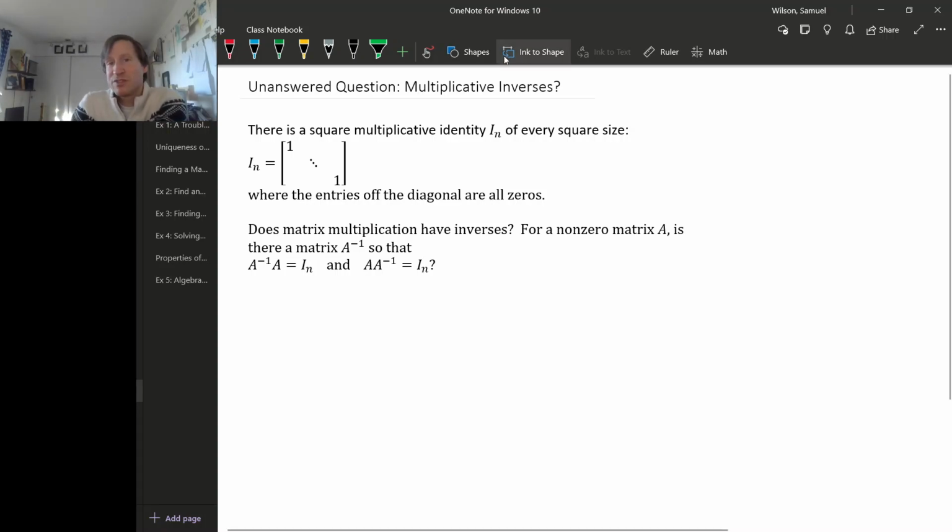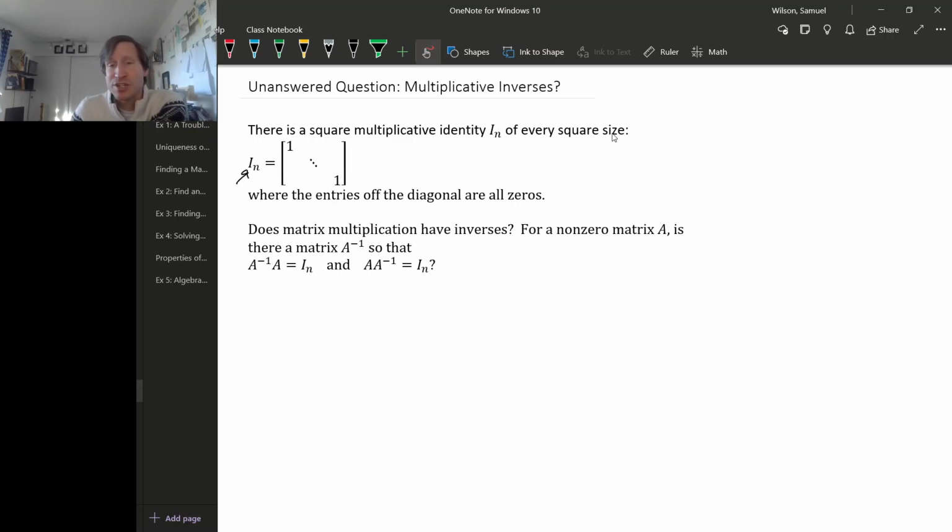When we introduced matrix multiplication, we noticed that matrix multiplication has an identity matrix. In fact, it has one for every size. But we never asked the corresponding question about an inverse for matrix multiplication. Anytime you have an identity for an operation, you should ask the corresponding question about inverses.